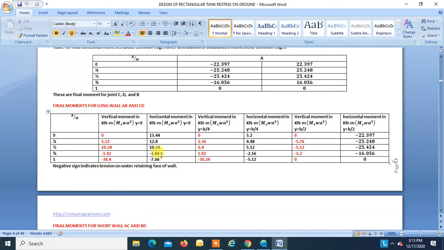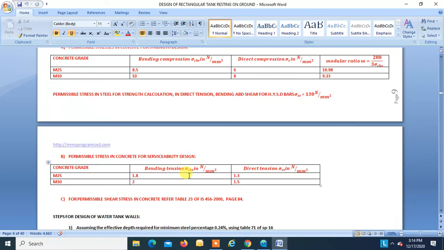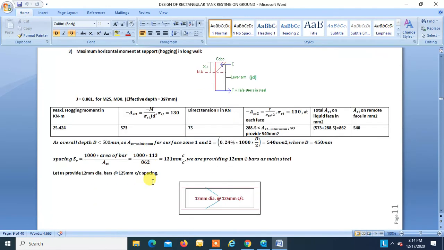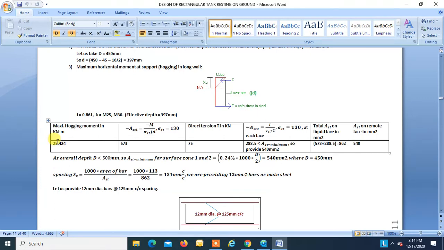As we are looking for the hogging moment, we will just see the moments with the negative sign. So over here and over here, out of this the maximum negative moment is 25.424. So we will take that moment for design. That is shown over here, 25.424.